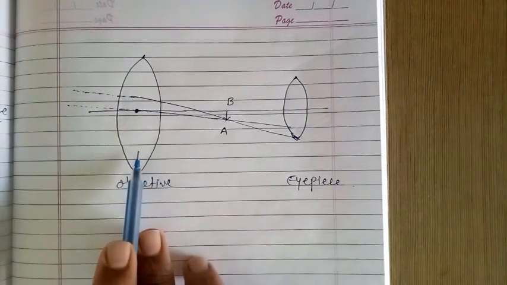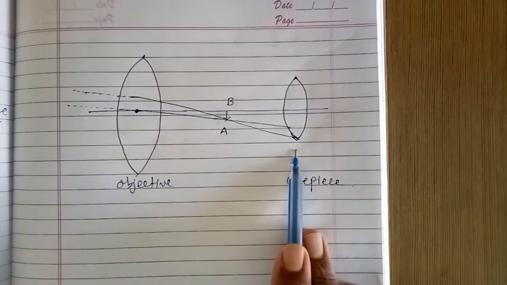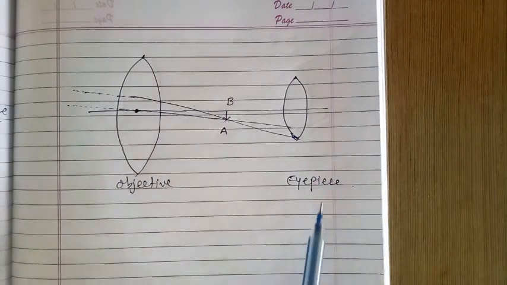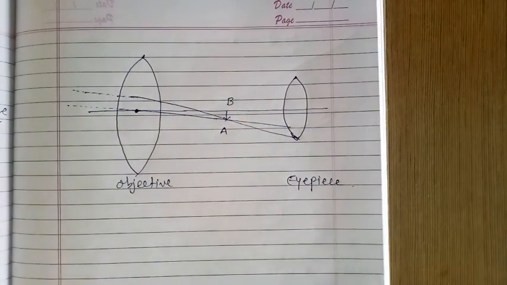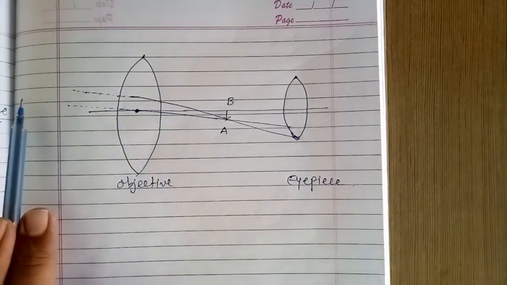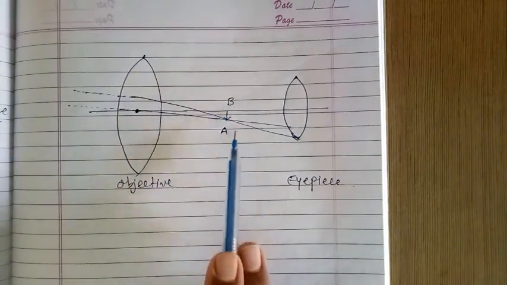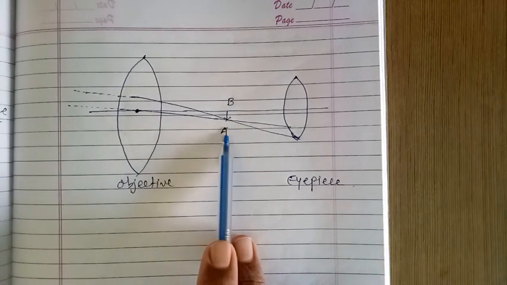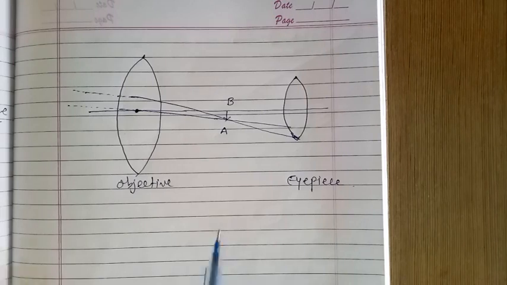The lens facing the object is called objective and the lens near the eye is called eyepiece, right? Here the eyepiece can move to and fro in the tube of the telescope to get an image. First of all, the parallel rays coming from the object form a real and inverted image. This small image acts as an object for the eyepiece and the eyepiece gives a magnified inverted image A dash B dash.